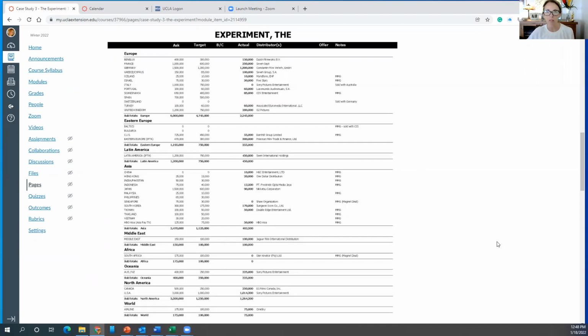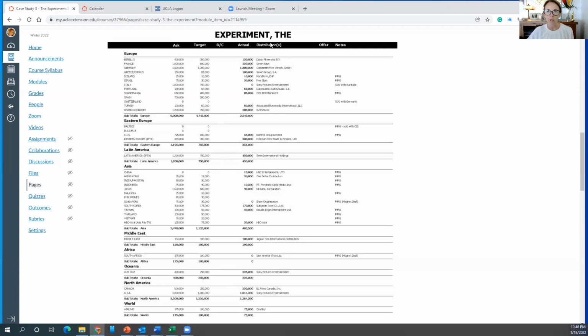What you will see on the sales estimate sheet, as we see here for the experiment, is all the various countries on the left, and then next to that the ask price column, which is the price level the sales agent is going to ask the distributor to pay. Then there is a column called target, which we also refer to as the take price column. That is the lowest price that you want to refer to when selling your film to a distributor.